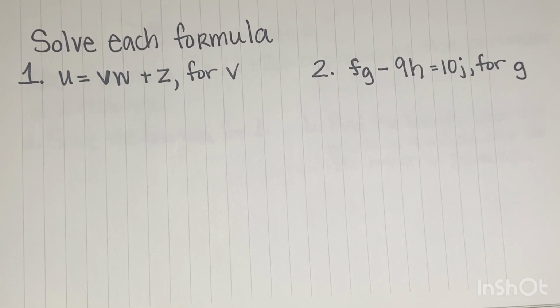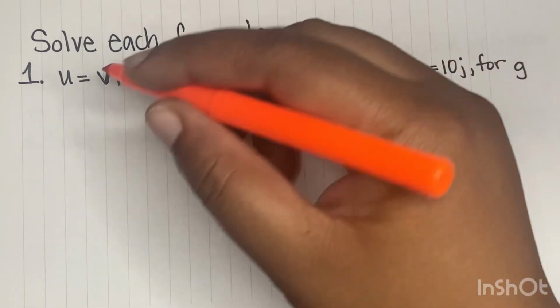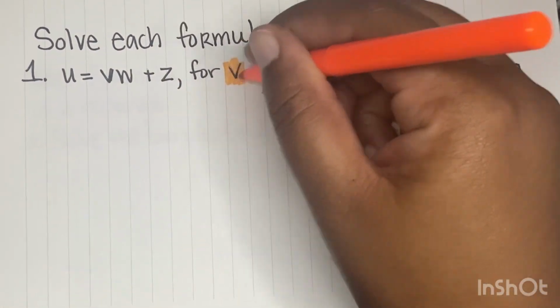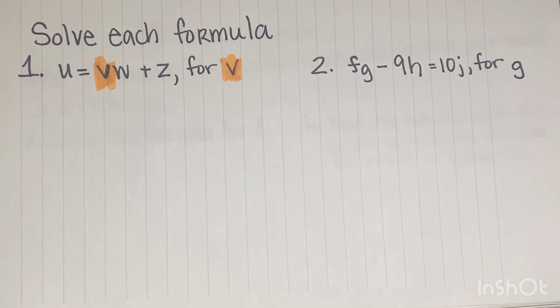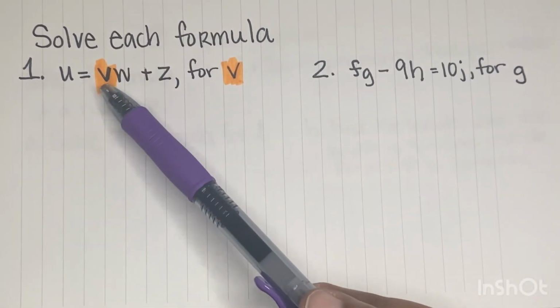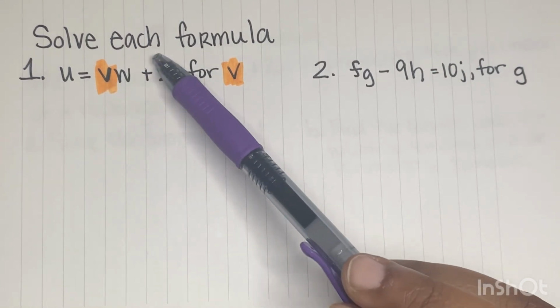Alrighty, so let's solve each formula, okay? So here, if we look at number one, it wants us to solve this equation for V, okay? So whenever you're trying to solve, remember you want that thing that they're telling you to solve for by itself, okay? So let's jump into it.